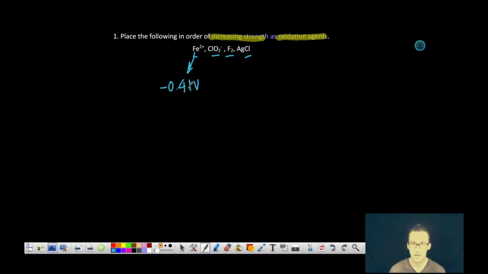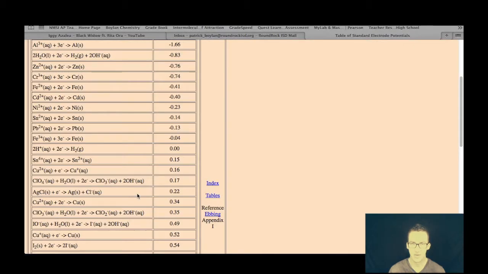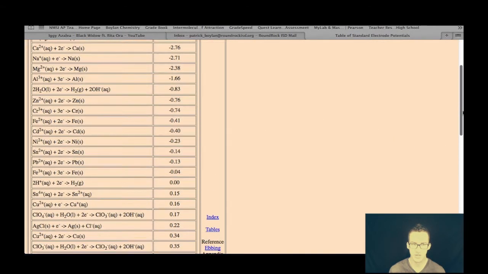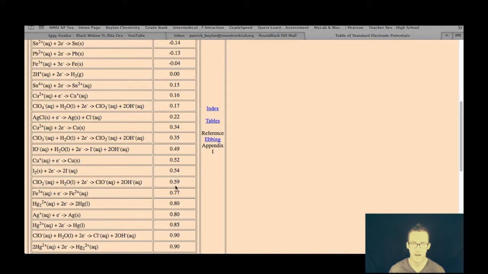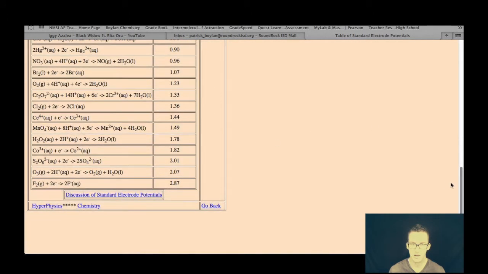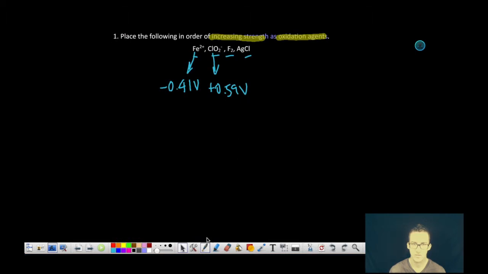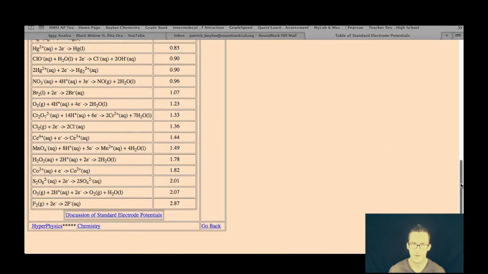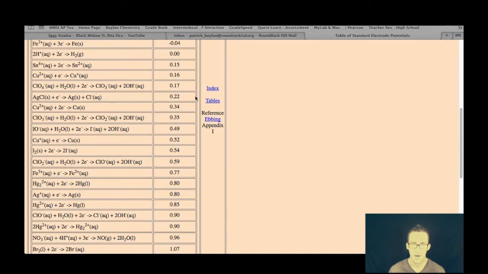As we take a look at the chlorite ion there, and take a quick scan of our reduction potential list, the chlorite ion has a reduction potential of positive 0.59. So we've got positive 0.59 volts. Fluorine is going to be way down here. Positive 2.87 as its reduction potential. And then silver chloride, if we take a quick peek, it's going to have a reduction potential of positive 0.22.